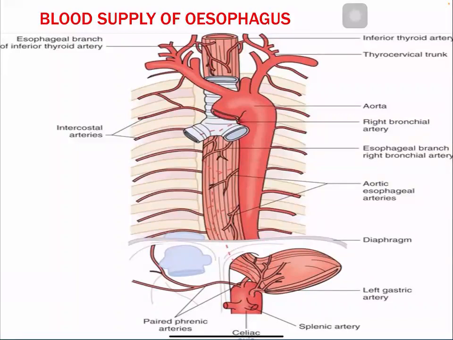The venous drainage also follows the same pattern. The upper third is drained by the inferior thyroid vein. In the middle third, it is drained by the azygos vein. And in the lower third, it is drained by the left gastric vein, which connects to the portal vein. So in the lower part of the esophagus there is communication between the systemic circulation and portal circulation.